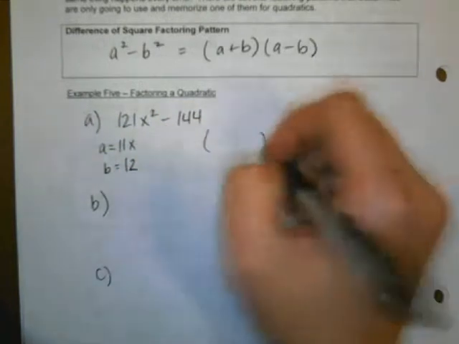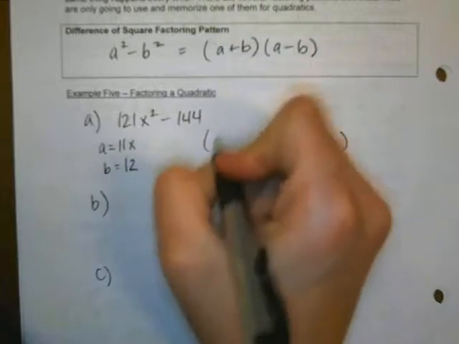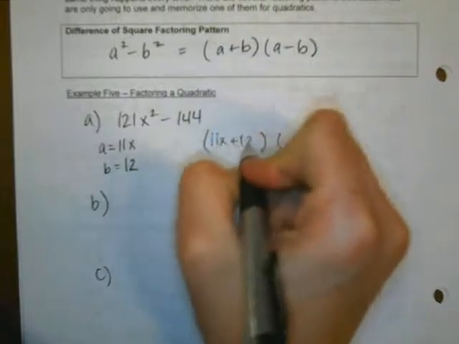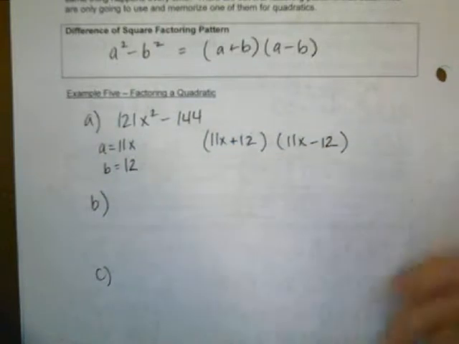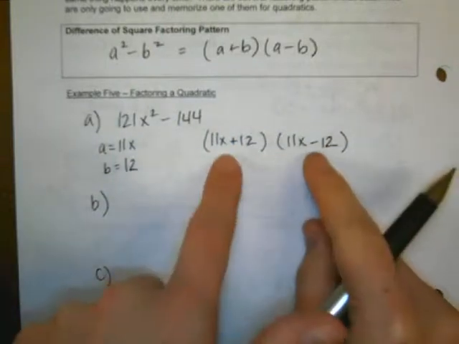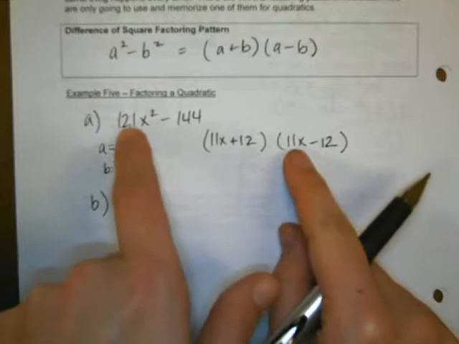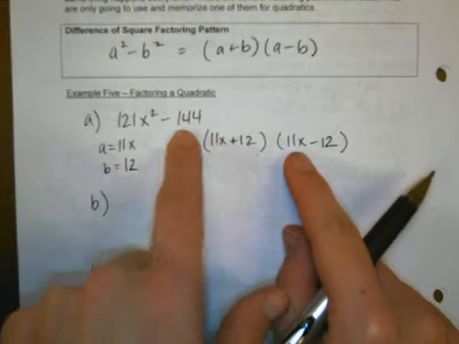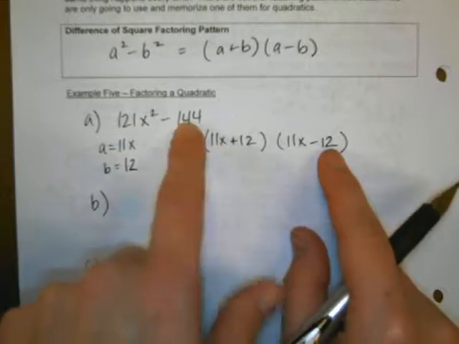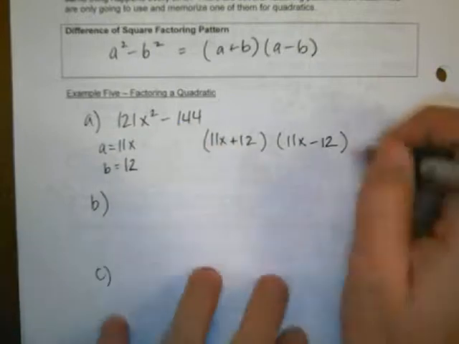And so your factoring will be the same exact thing in both parentheses, just one's positive and one's negative. And you can always double check. If we were to re-FOIL this, 11 times 11 would give you 121x squared. Outer and inner would cancel, and your last terms, negative 12 times 12, would give you negative 144. And that will happen every single time.